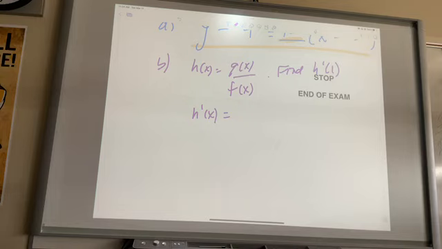Okay. And then consult the table. Quotient rule: low D high, G prime, minus high D low, F prime, over low squared. And then plug in 1, because why not? Negative 6, G prime of 1 is 8, minus G of 1, 2, times F prime of 1. F of 1 is negative 6, so the denominator is just 36. Over 36, times 48 minus 6.